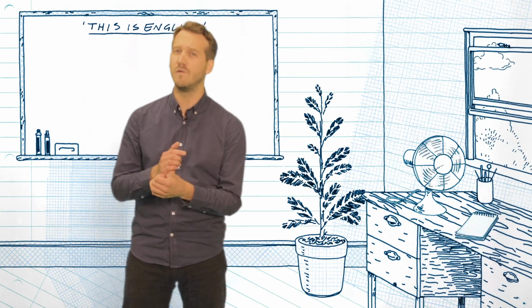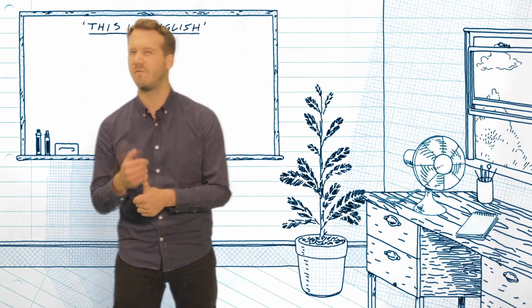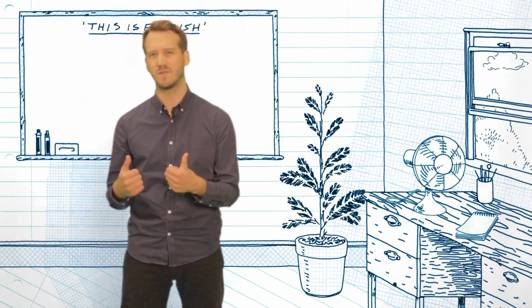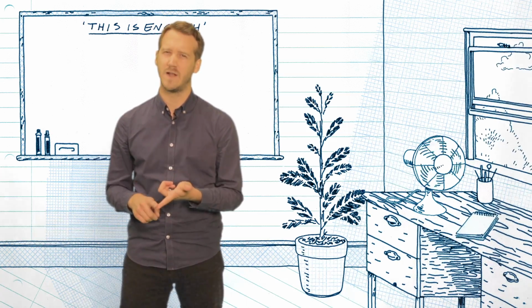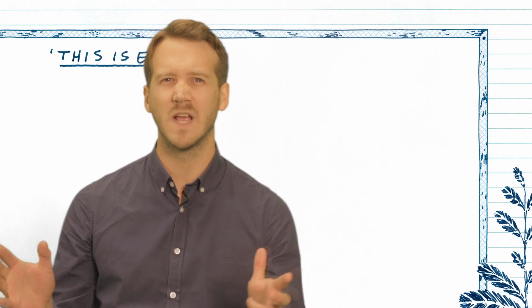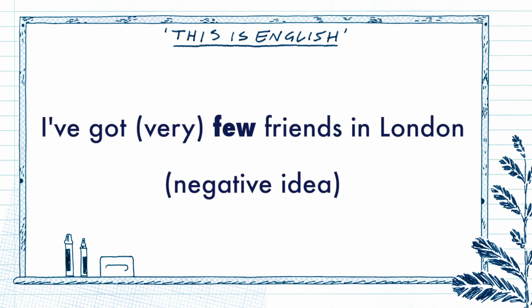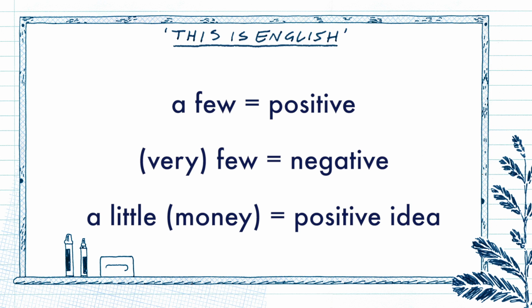I've got a few friends who live in Spain, a few Spanish friends. Nice for me. But if I say I've got few friends, or if it's worse, I've got very few friends who live in London. Now I'm from London, I live in London, and I've got very few friends. It's not very nice for me, doesn't make me feel very happy, so it's a negative thing. So those are the small differences. A few, it's a good thing. Very few, it's not such a good thing.